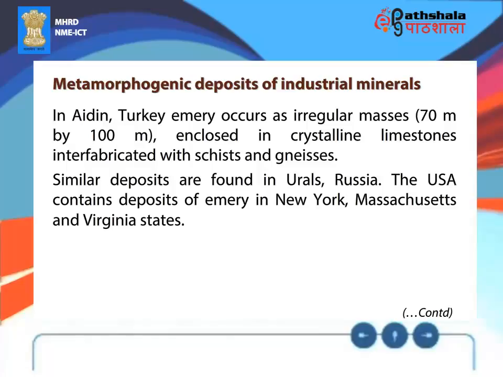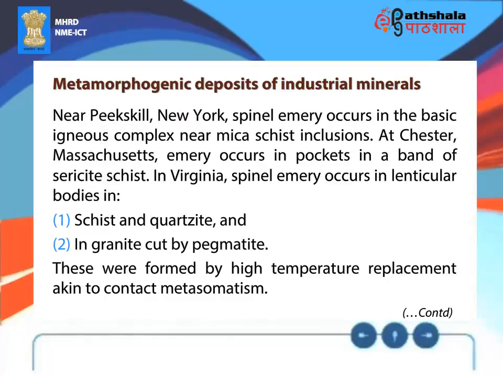The USA contains deposits of emery in New York, Massachusetts, and Virginia states. Near Peekskill, New York, spinel emery occurs in the basic igneous complex near mica schist inclusions. At Chester, Massachusetts, emery occurs in pockets in a band of sericite schist. In Virginia, spinel emery occurs in lenticular bodies in 1. schist and quartzite, and 2. in granite cut by pegmatite. These were formed by high temperature replacement akin to contact metasomatism.